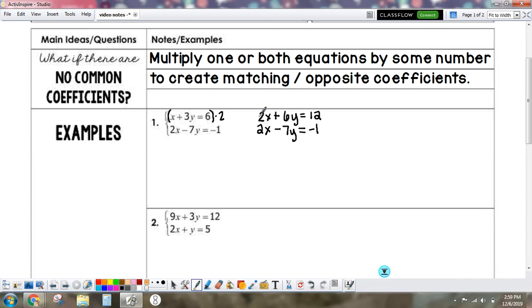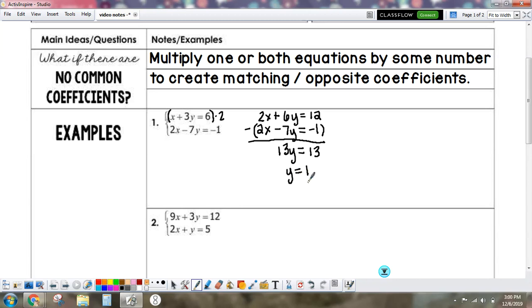So when they're the same, that means we subtract. Remember the s is same sign, we subtract. So I'm going to go ahead and subtract all of this in order to eliminate. So 2 minus 2 I know is 0, so that's gone. 6 minus a negative 7, remember that's like 6 plus 7. 6 plus 7 is 13y. And then 12 minus a negative 1 is the same thing as 12 plus 1. So 12 plus 1 is 13. Divide both sides by 13, and my y is equal to 1.